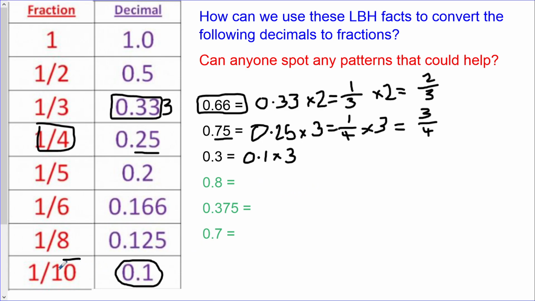We also know, because of our learn by heart facts, that 1/10 is the same as 0.1. So I can also now write, instead of 0.1, I can substitute in 1/10. I can multiply that by 3. And again, this goes back to how we know to multiply a whole number by a proper fraction. The denominator stays the same, and the numerator is times by the whole number. So I can now see that 0.3 is equal to 3/10.